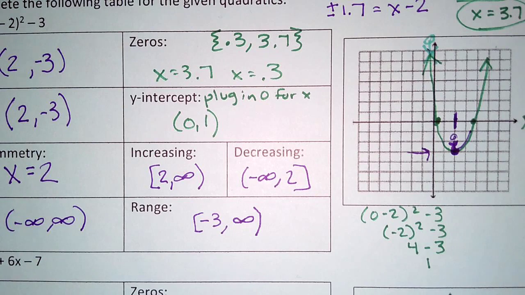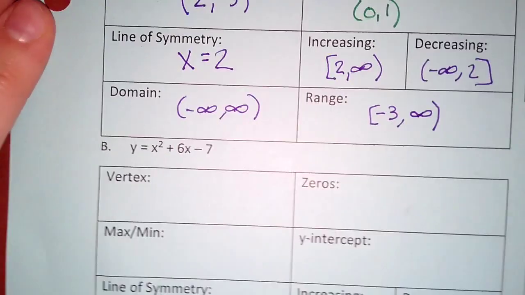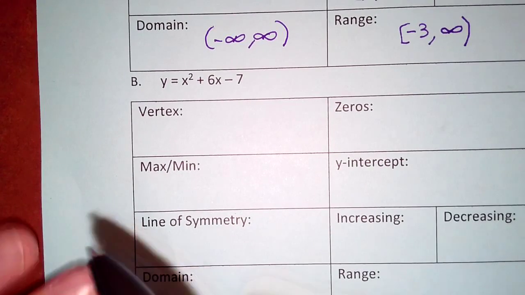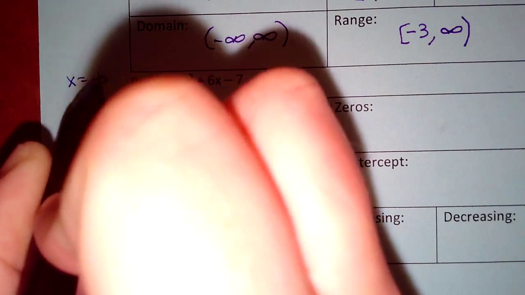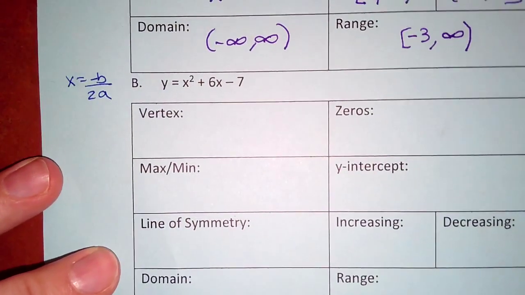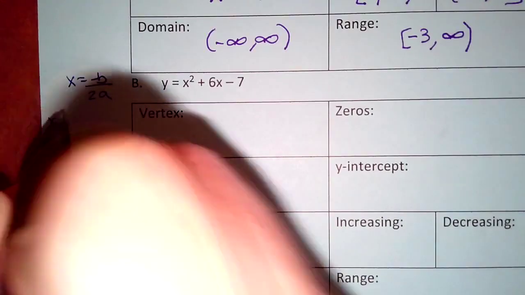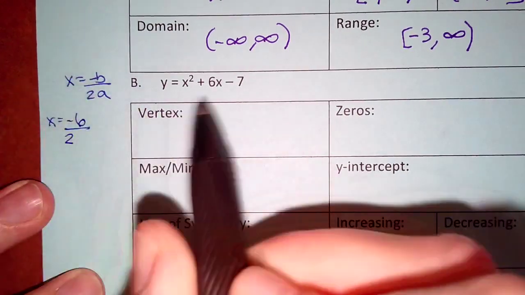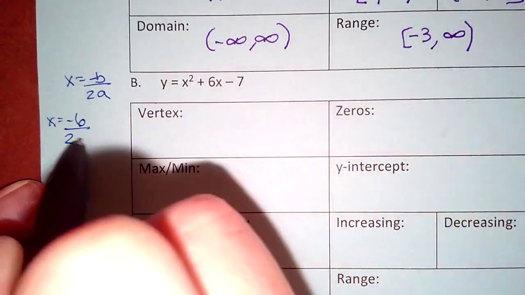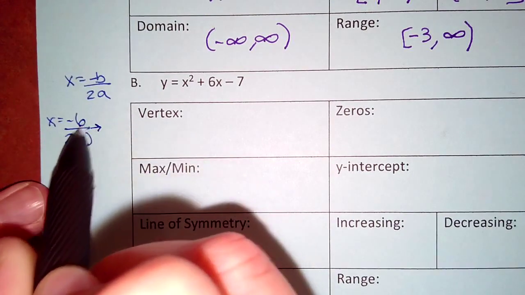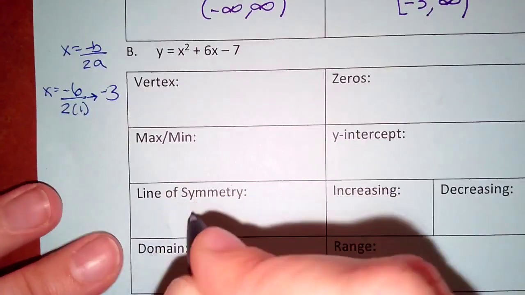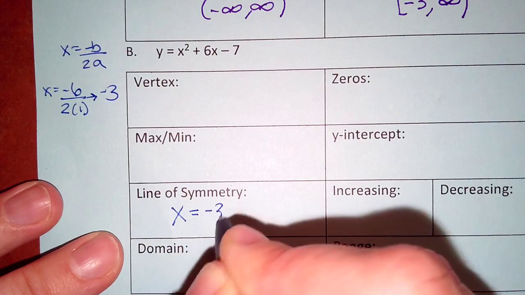This one is in standard form. So when we want to find our vertex and axis of symmetry, we usually start with axis of symmetry first, because we use the formula x equals negative b over 2a. So what is our b? 6, so opposite of 6 is negative 6 over 2 times a. What's our a? 1. So 2 times 1. Negative 6 divided by 2 times 1 is negative 3. So our axis of symmetry, or line of symmetry, is x equals negative 3.